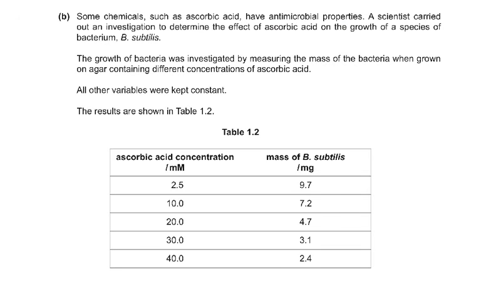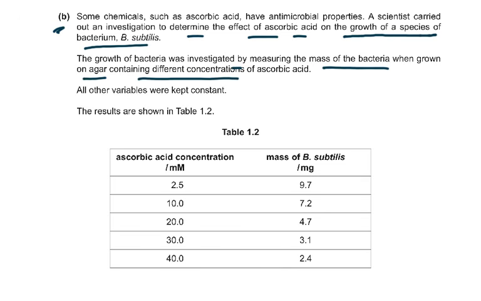B part of the question: some chemicals such as ascorbic acid have antimicrobial properties. The scientists carried out an investigation to determine the effect of ascorbic acid on the growth of a species of bacterium, B. subtilis. The growth of bacteria was investigated by measuring the mass of the bacteria when grown on agar containing different concentrations of ascorbic acid. All other variables were kept constant. The results are shown in the table.